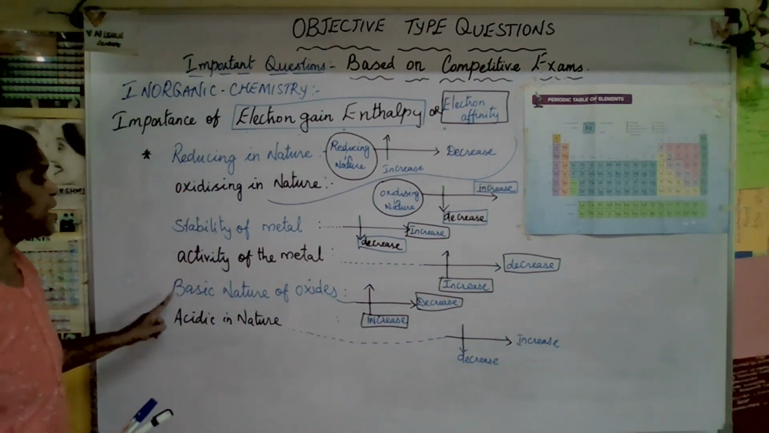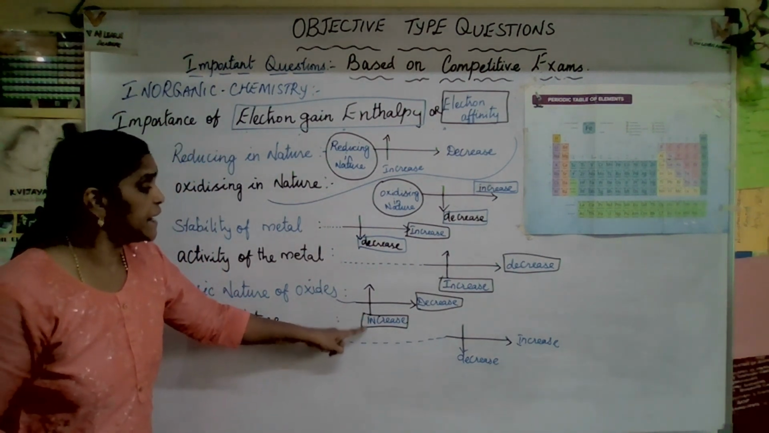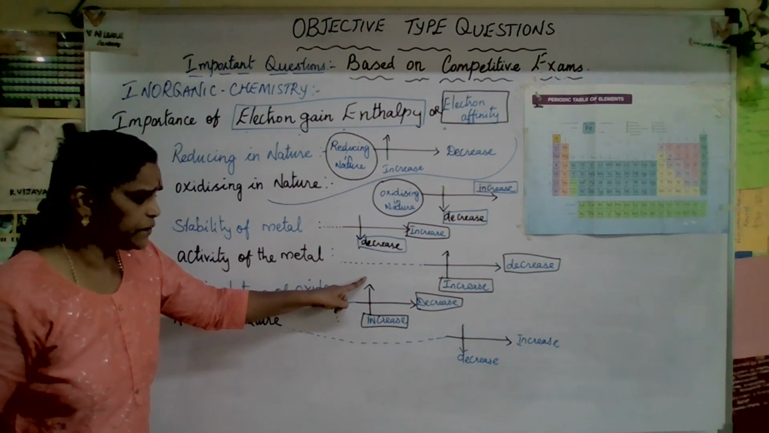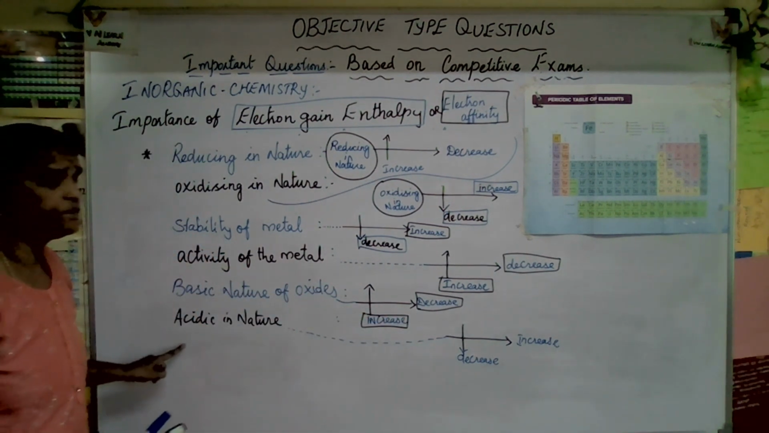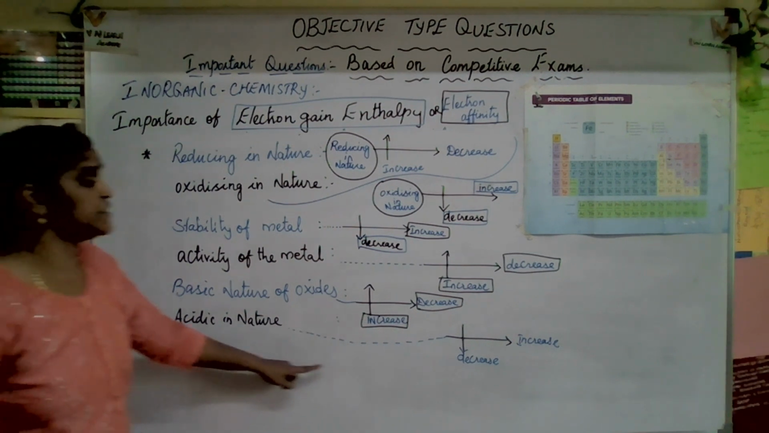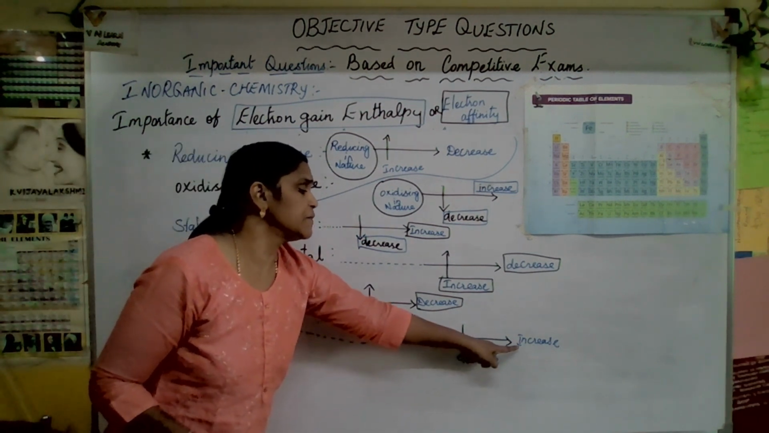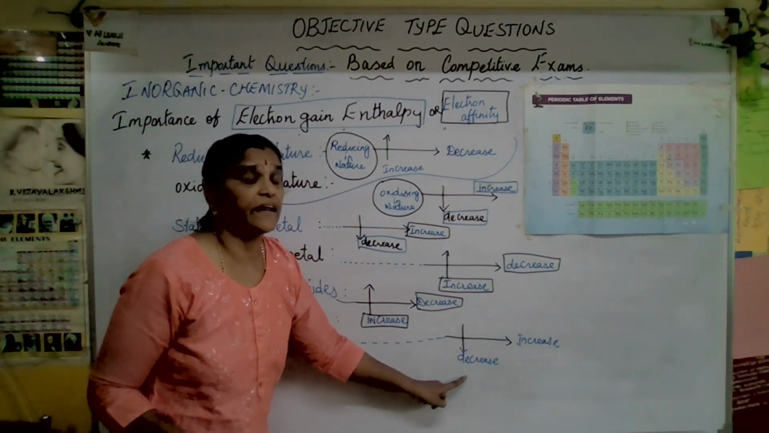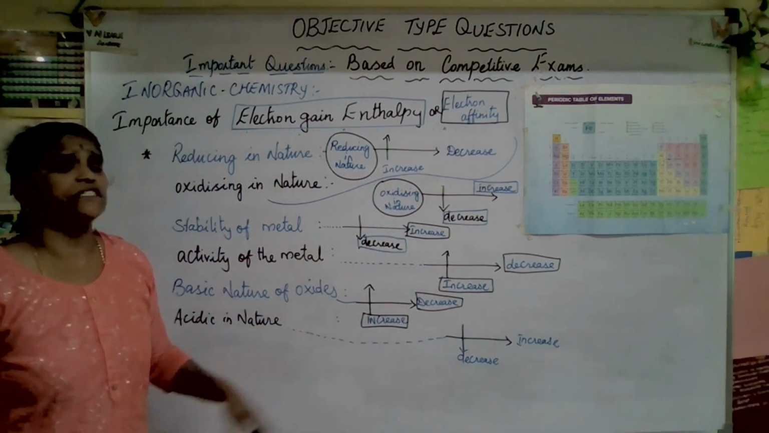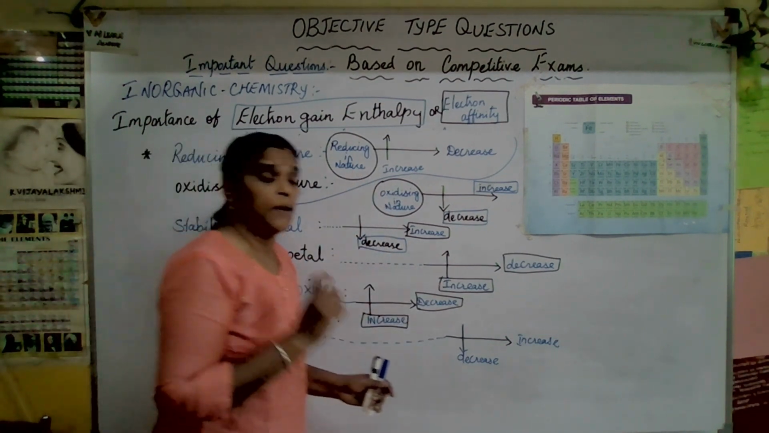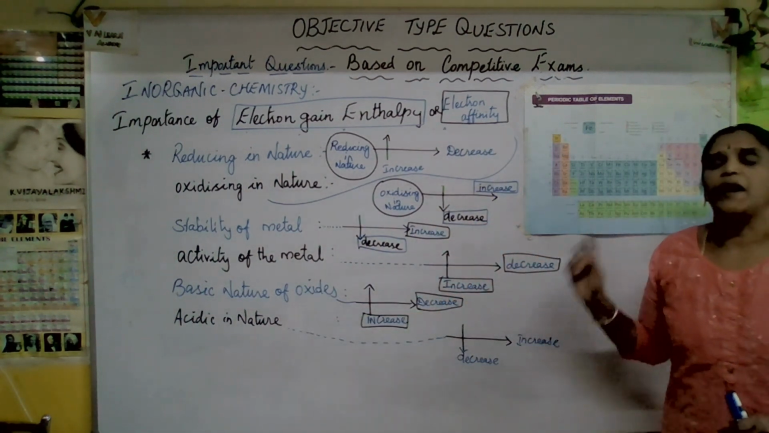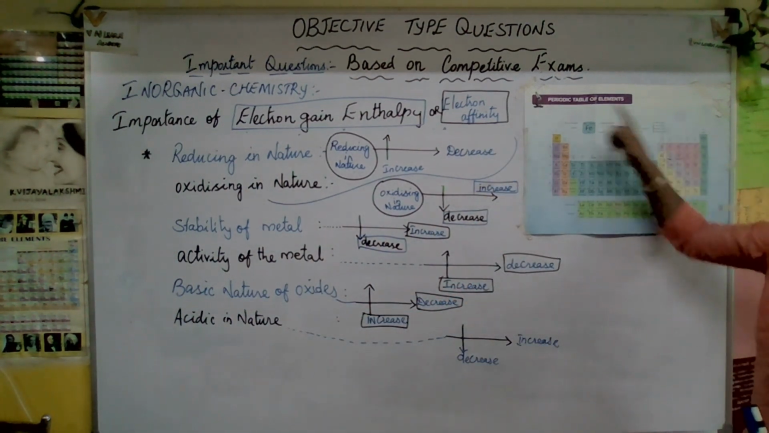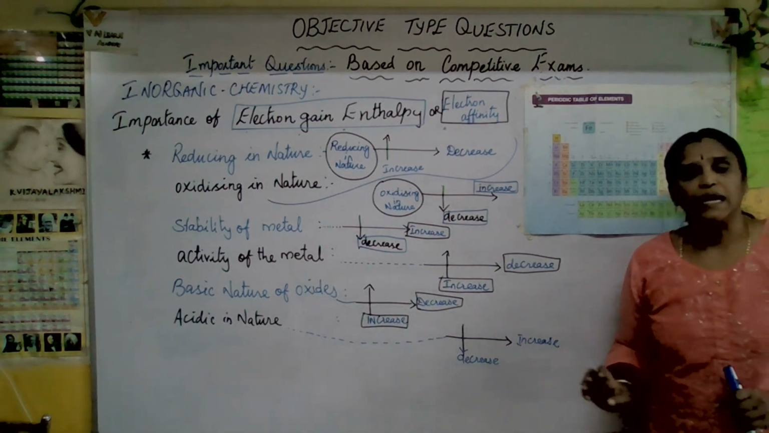And in the same way, the basic nature of oxides increases down groups and decreases across periods. The last one, acidic nature, increases across a period and decreases down a group. As you see this, you will come to know the clarity. Please take that screenshot so that it will be easy to identify periods and groups. You will come to know very clearly.